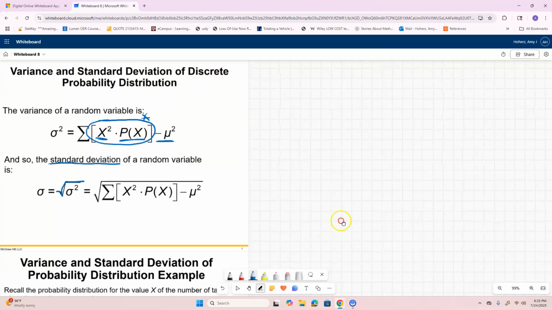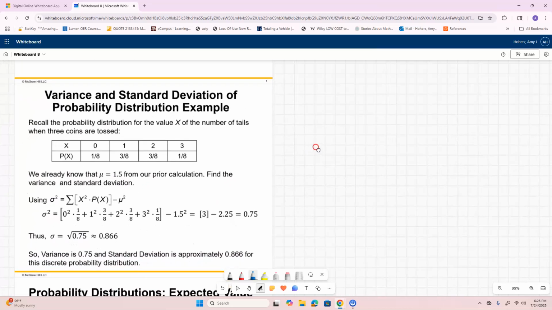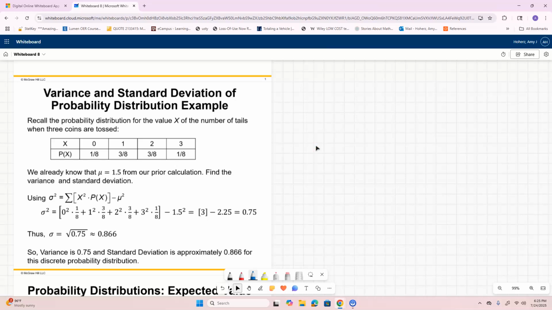So let's look at our example here. We're still going to use this same table that we had before. That way we can use the mean, as I mentioned, that we already calculated. So we already have the mean from the prior problem as being 1.5. So now how do we do this variance calculation? We're going to start with 0, and we're going to square it and take it times 1/8.